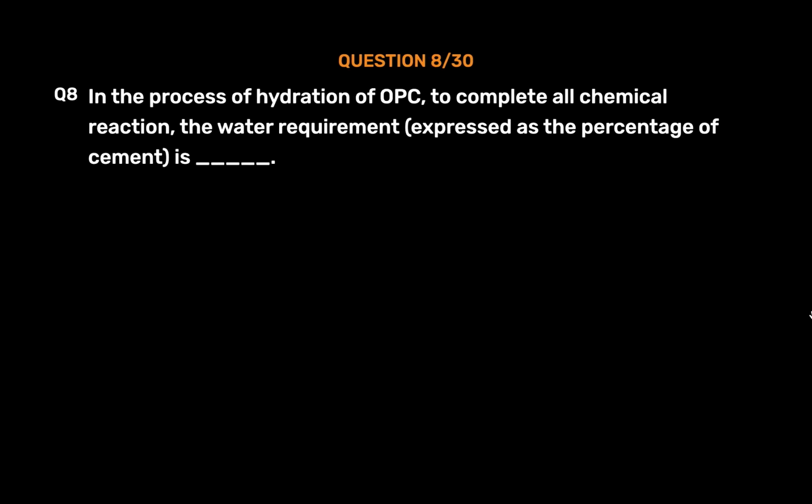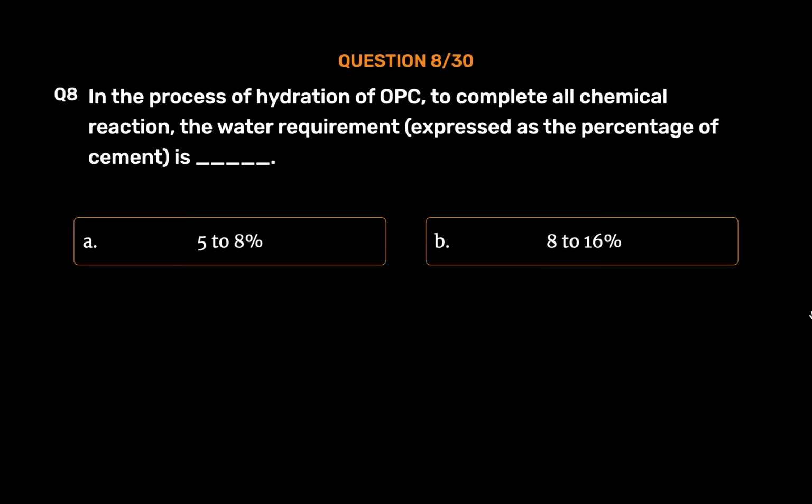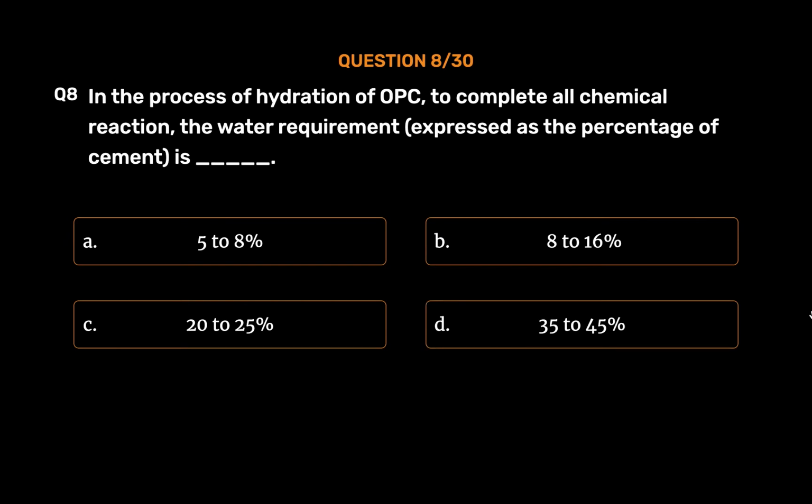Question number 8. In the process of hydration of OPC, to complete all chemical reaction, the water requirement, expressed as the percentage of cement, is _. Option A, 5 to 8%. Option B, 8 to 16%. Option C, 20 to 25%. Option D, 35 to 45%. The correct answer is option C, 20 to 25%.